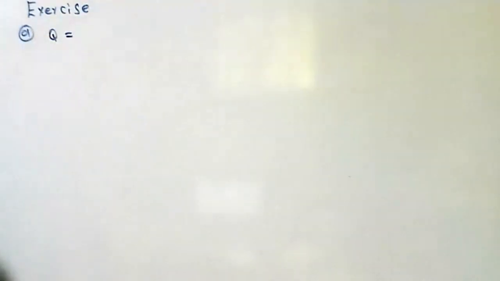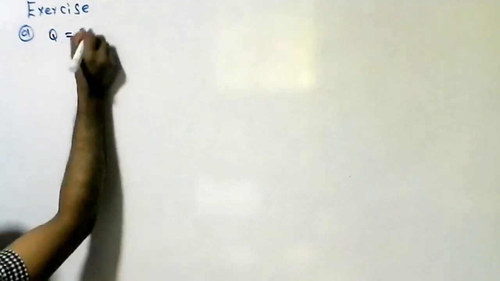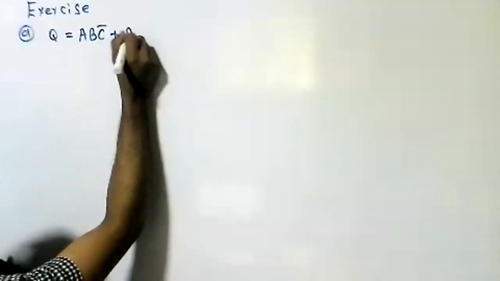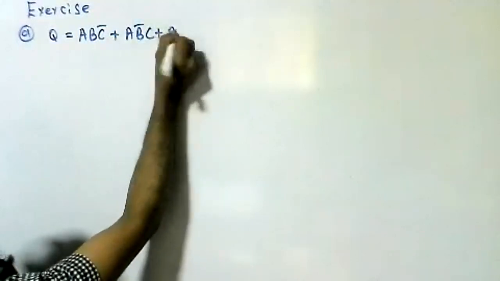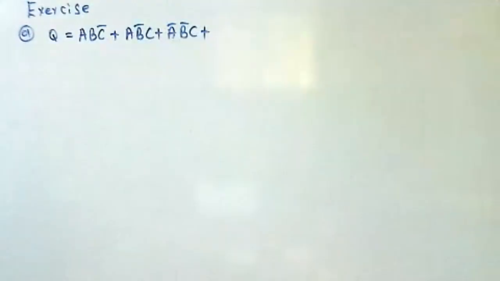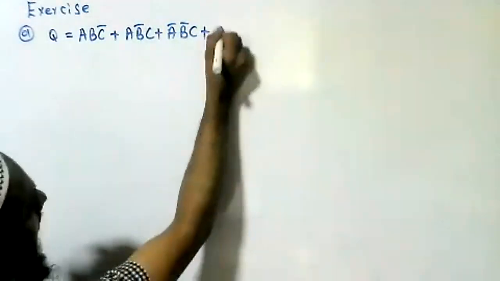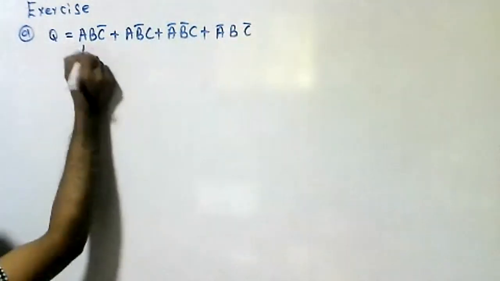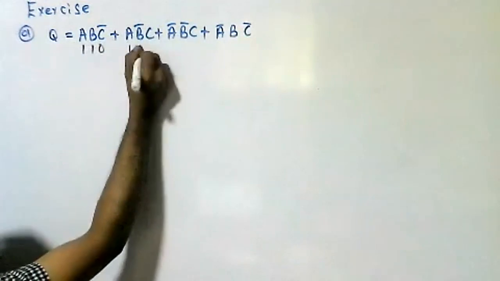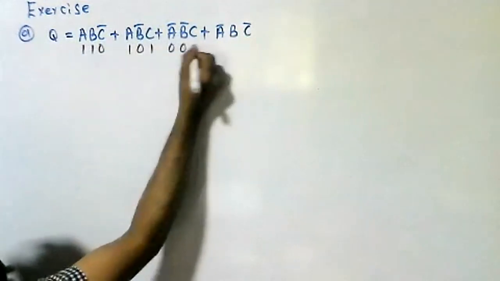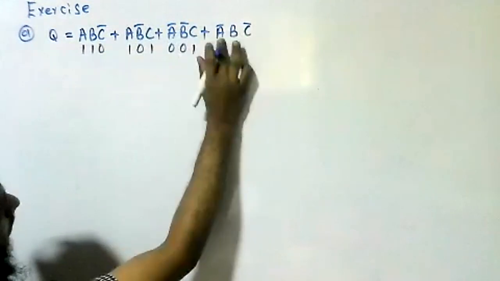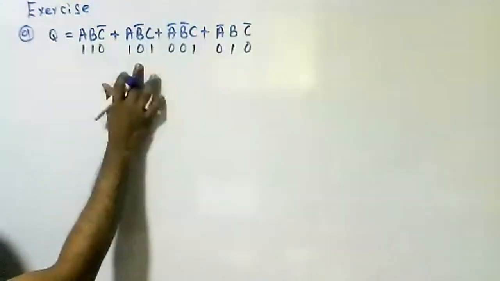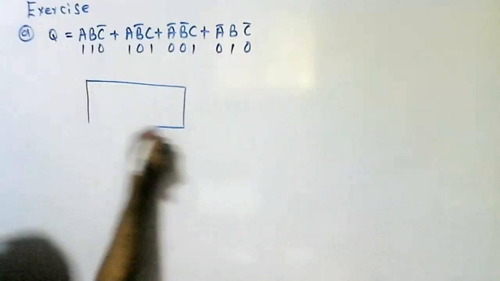Second one, I have given Q equals ABC bar plus AB bar C plus A bar B bar C plus A bar B C bar. I'm going through this question quickly. So 1, 1, 0, 1, 0, 1, 0, 0, 1, 0, 1, 0. Here 3 variables, so 2 to the power 3, I need an 8 cell corner map.